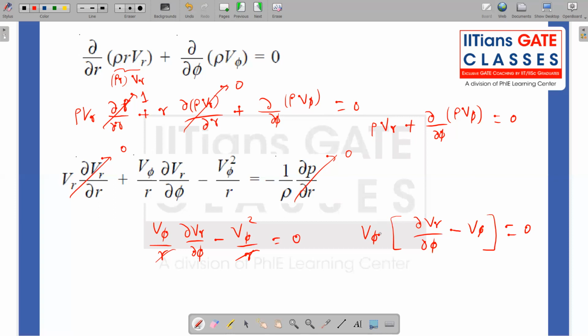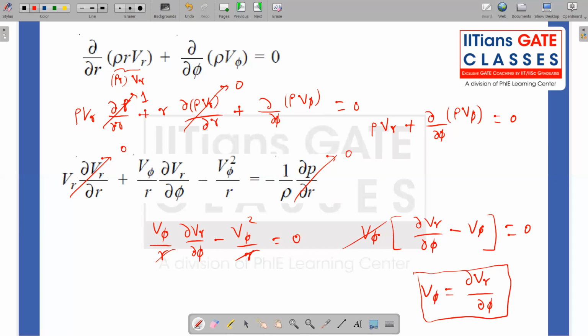I can take out this V_φ also. So I am left with V_φ is equal to ∂V_R/∂φ. This is a very important intermediate result we will be using later, right? So I got what V_φ is in terms of V_R.